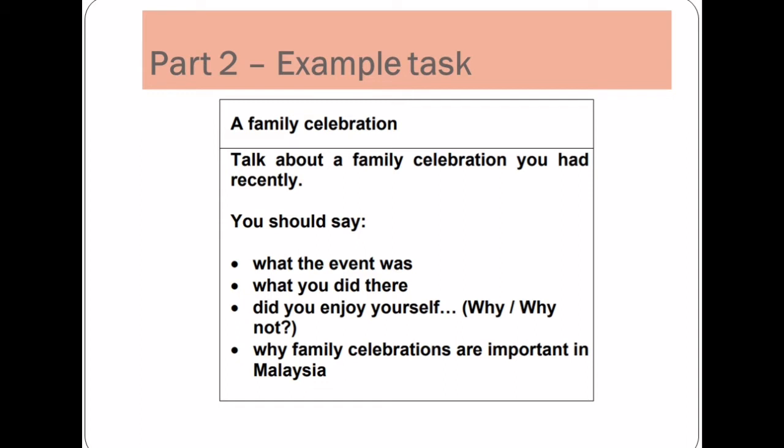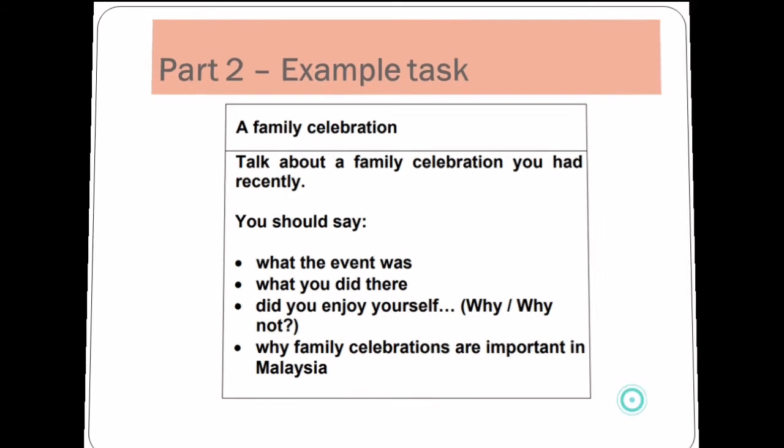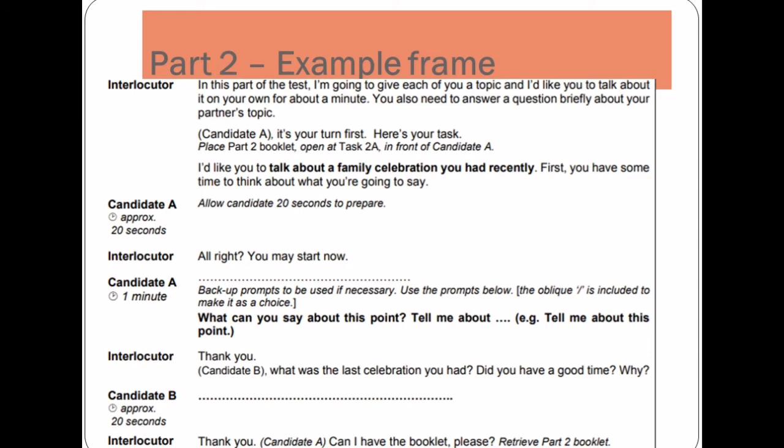A family celebration. Talk about a family celebration you had recently. You should say what the event was, what you did there, did you enjoy yourself, why not, why family celebrations are important in Malaysia. Part 2. Example frame.